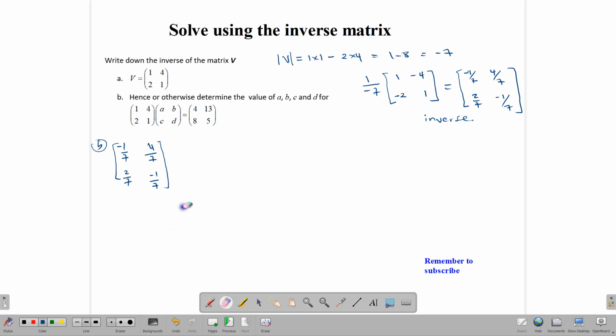Let's tidy this up a little bit. Let's write it a little better. All right, there we go. Negative 1 over 7, 2 over 7, 4 over 7, and negative 1 over 7. And we're going to multiply that by 1, 4, 2, 1, A, B, C, D. Just taking the long road here a little bit.